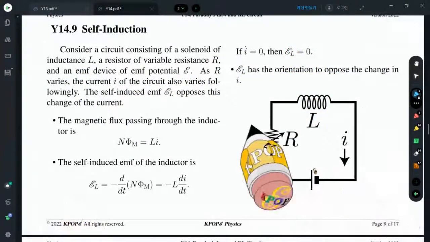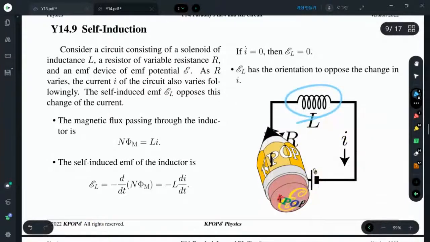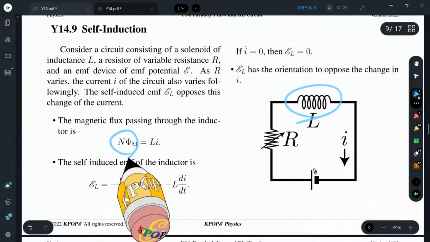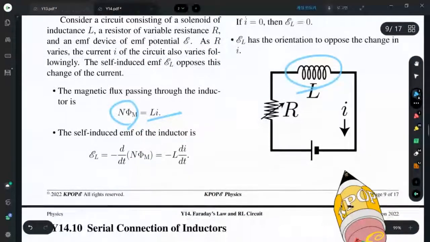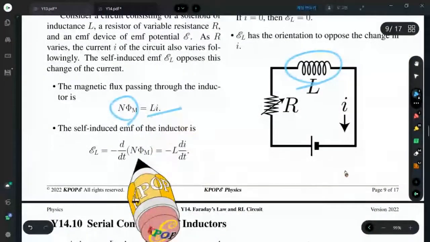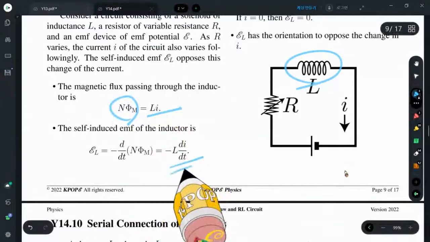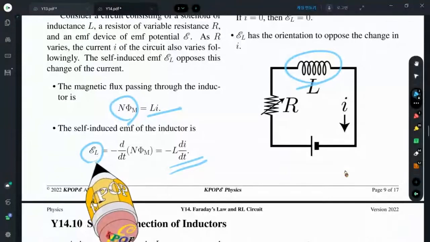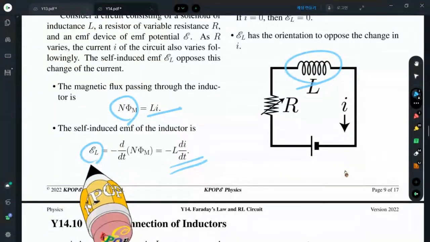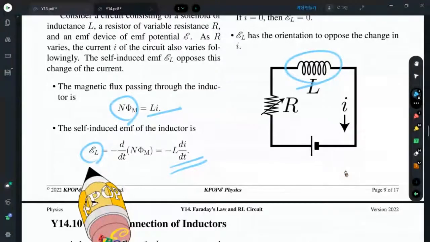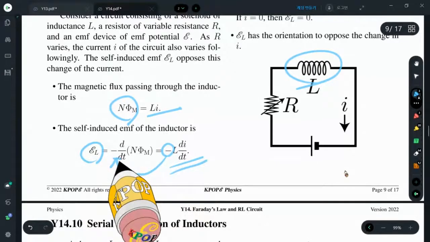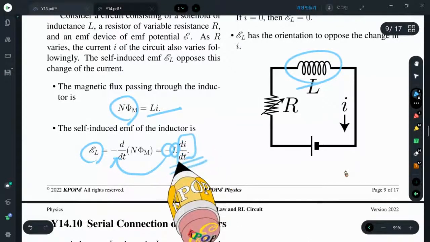Self-induction in a circuit: we have L can always be expressed in terms of magnetic flux, L times I. Substituting this into Faraday's law, we can find the potential difference between the two terminals of an inductor. That always has a minus sign coming from Lenz's law, inductance and the time derivative of current.